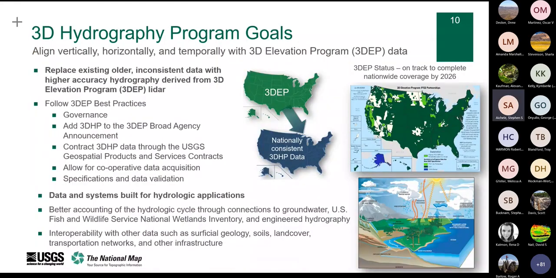Some of the goals for the program, in addition to the relatively simple-to-understand goal of aligning vertically, horizontally, and temporally with the elevation data, are to replace that older inconsistent data with a consistent national product, and leverage some of the governance practices that we've developed from 3DEP, in terms of broad agency announcement as an acquisition strategy and a partnership strategy with states, working through the private sector through the GPSC contract, working with rigorous specifications and a rigorous data validation process to ensure the quality of the data that's going in.